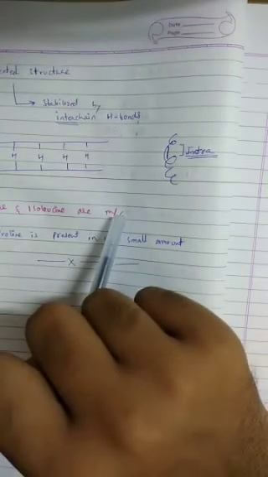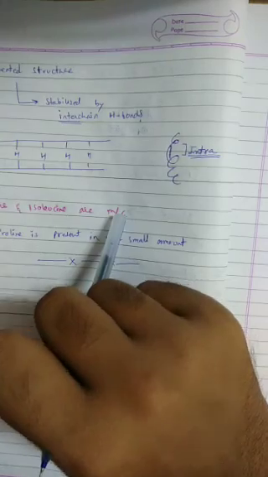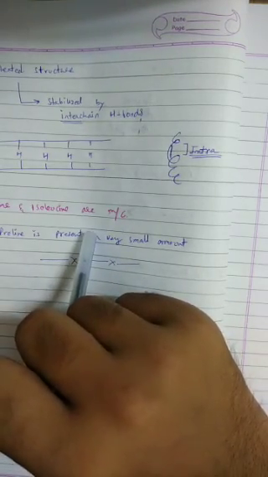Valine and isoleucine are the most common amino acids found in this beta pleated sheet structure. Proline is present, but in a very small amount.